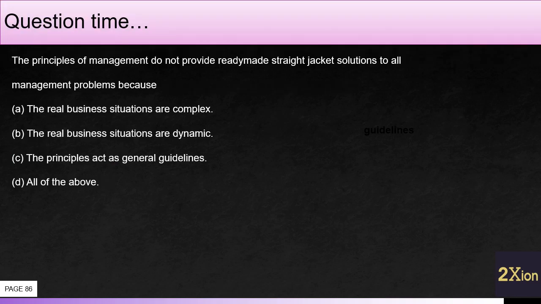The principles of management do not provide a ready-made, straitjacket solution to all management problems because the real business situations are complex, the real business situations are dynamic, the principles act as general guidelines, or all of the above. This is again a straightforward question. Hope you will be able to answer it. And it is all of the above.